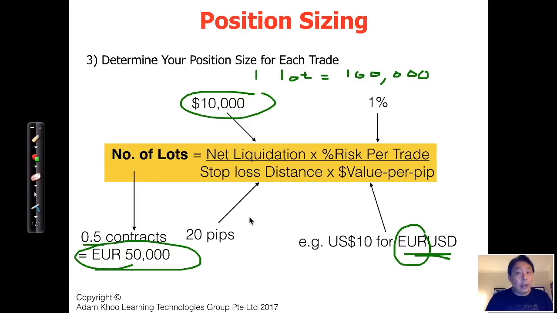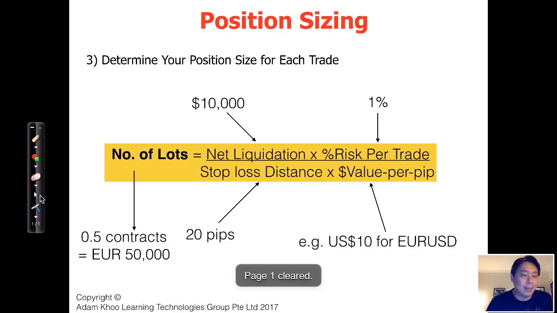Okay. You may say, hey, isn't that risky? I only got 10 grand, I'm buying 50 grand, right? No, it's not risky because you've got your stop loss there. So the worst that can happen is that you lose $100, right? Because you're risking 1% of your net liquidation. So your risk is not 50,000, don't freak out. Your risk is $100, okay? Because of the stop loss. That's why you gotta place a stop loss, right?